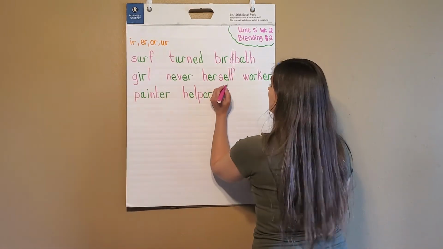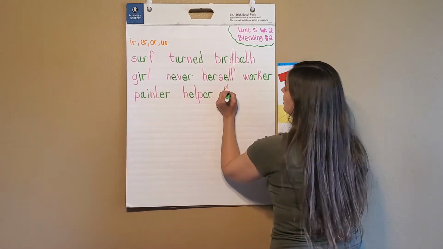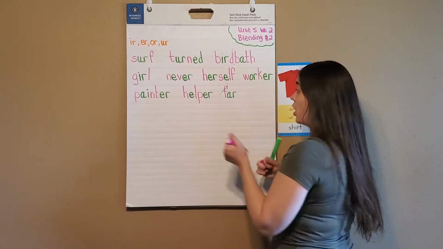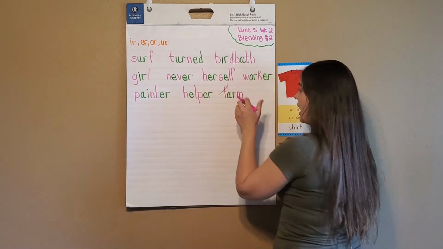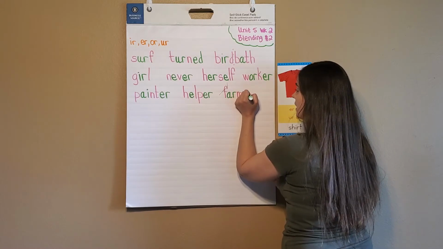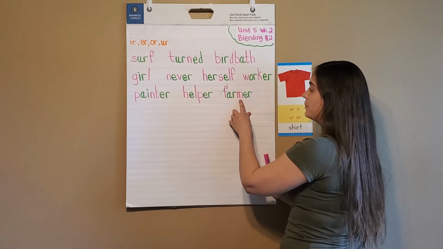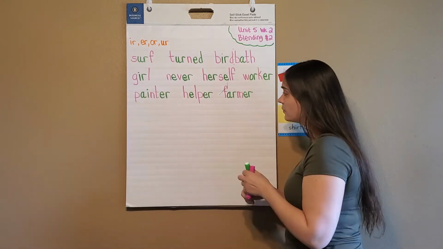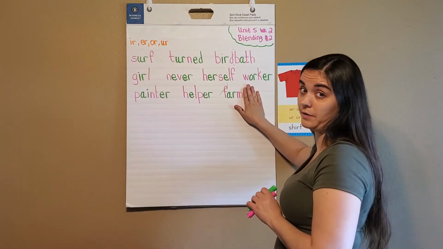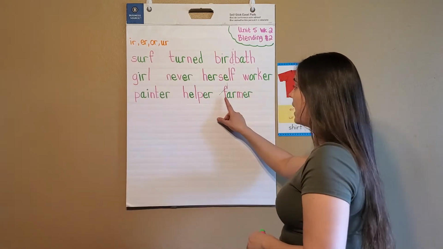Farmer. F says fa. Here's some review from the star card last week. AR says R. M says ma, and then ER says the sound. Farmer. So a farm is a place, and someone who works on a farm or has a farm is a farmer. So let's go ahead and blend that.